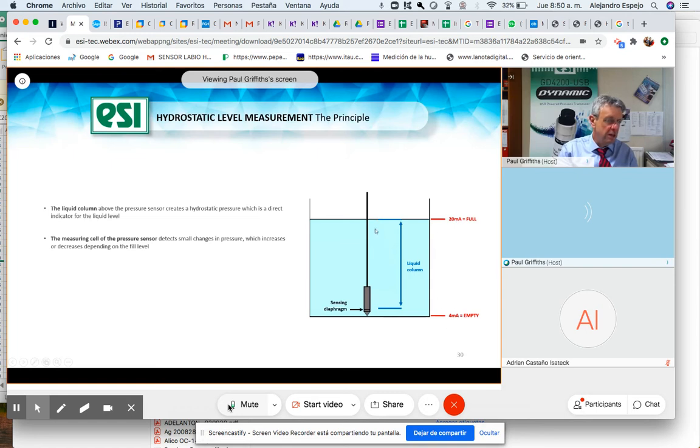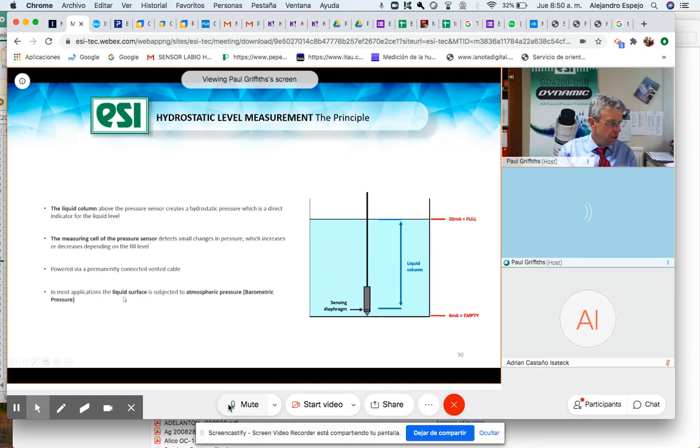So we will calibrate the unit to suit the tank. If it's 0 to 5 meters, 0 to 10 meters, or 0 to 8, whatever, we can set the transmitter to read 4 to 20 milliamp over that full scale range. The power is delivered through the cable, obviously, and the signal comes back out through the cable.